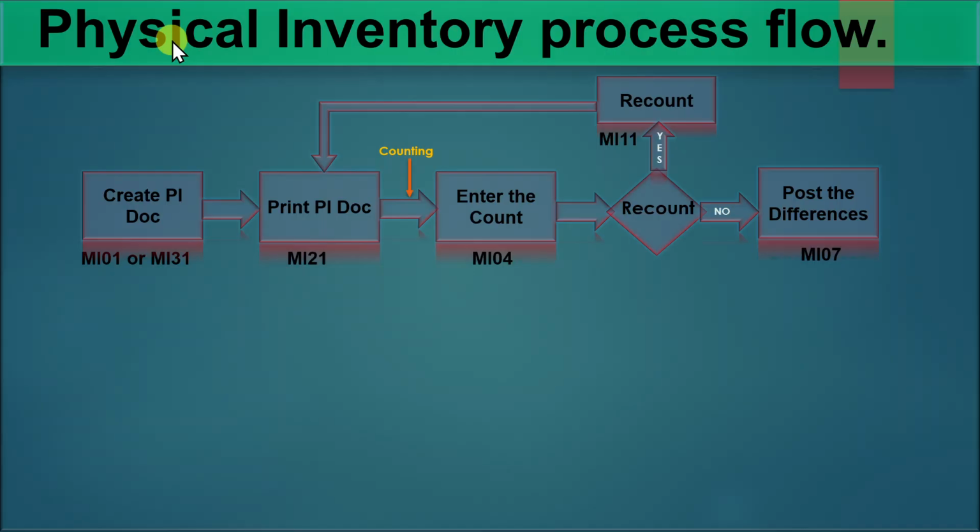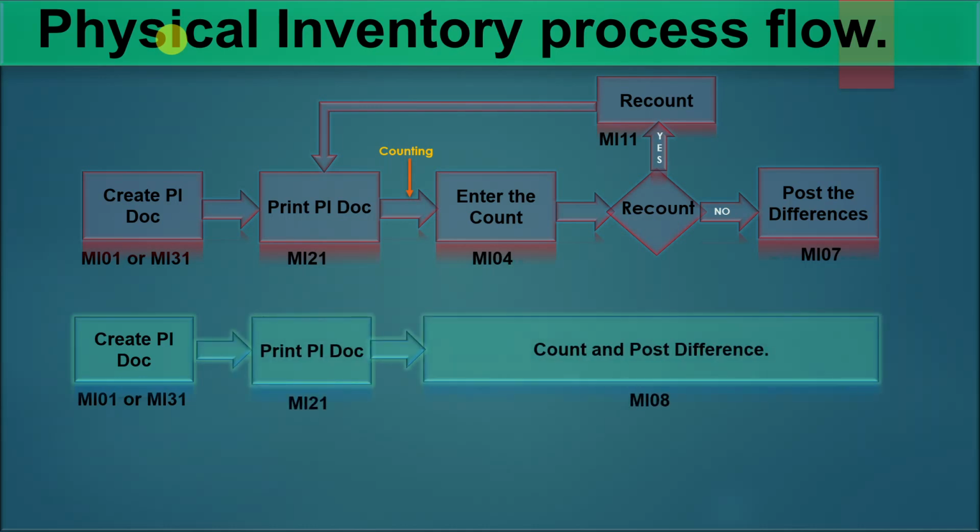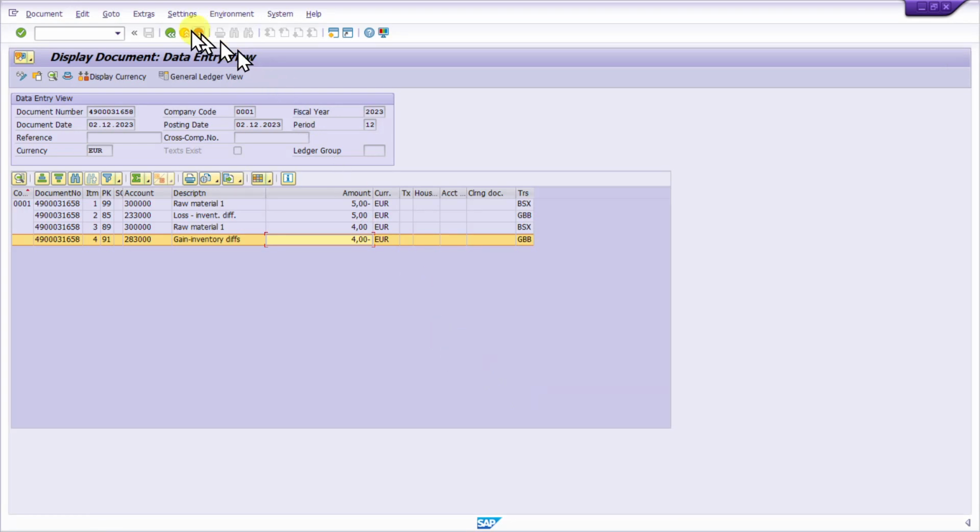Now we will go ahead. Next is again creating a physical inventory document and printing it, and yeah, so we will see MI08. So what will happen in MI08? I will take an example of only one material.